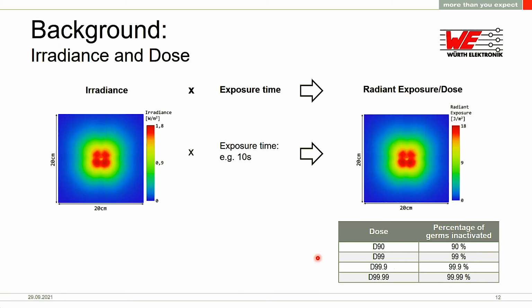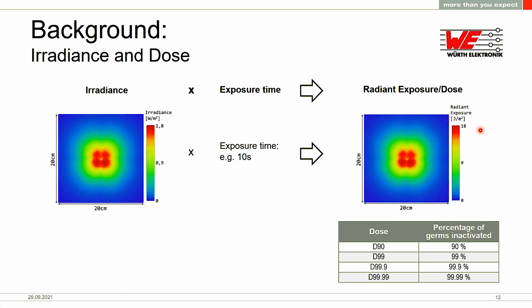What you can do is multiply the irradiance, which is the watt per square meter, like the power per square meter, with the time of exposure, and then you will get the radiant exposure, or dose. The units of this dose are joules per square meter. So it's an energy per square meter. And this value is actually the one that is important for disinfection.